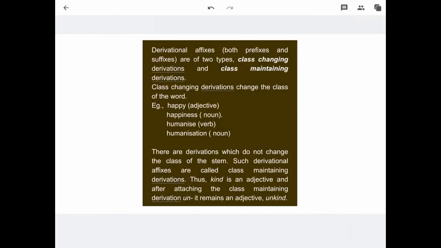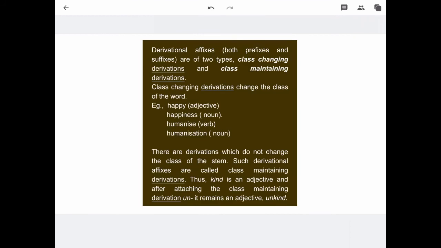Now moving on to derivational affixes, that is both prefixes and suffixes. There are two types: class changing derivations and class maintaining derivations. Class changing derivations change the class of the word. For example, happy is an adjective. When you add ness, N-E-S-S, to happy, it becomes happiness. Then it has changed into noun form. So it changes the class of the word from adjective to noun.